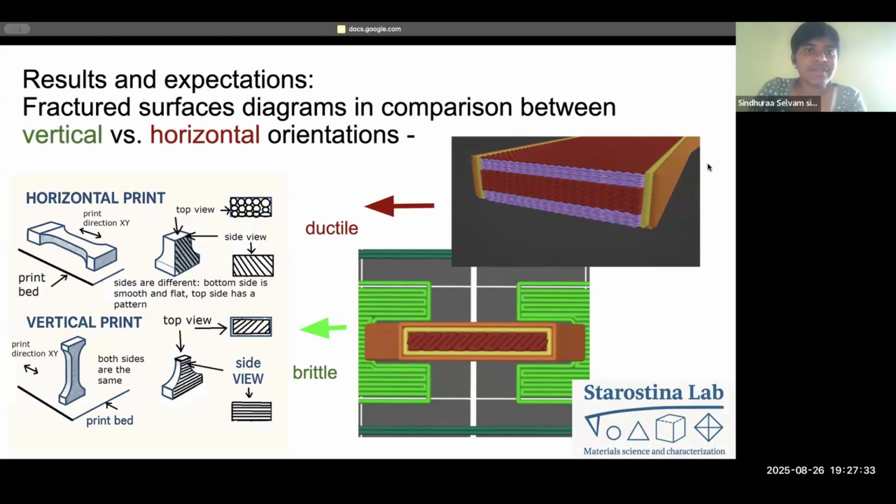Here are the fractured surface diagrams for the vertical and horizontal orientations. Looking at the horizontal orientation, we can see that the layers of the 3D print are built up from the print bed, while for the vertical orientation, it's standing up straight on the print bed. Because of this, it is one of the reasons why our horizontal orientation tends to be more ductile and the vertical print tends to be more brittle. Next slide.